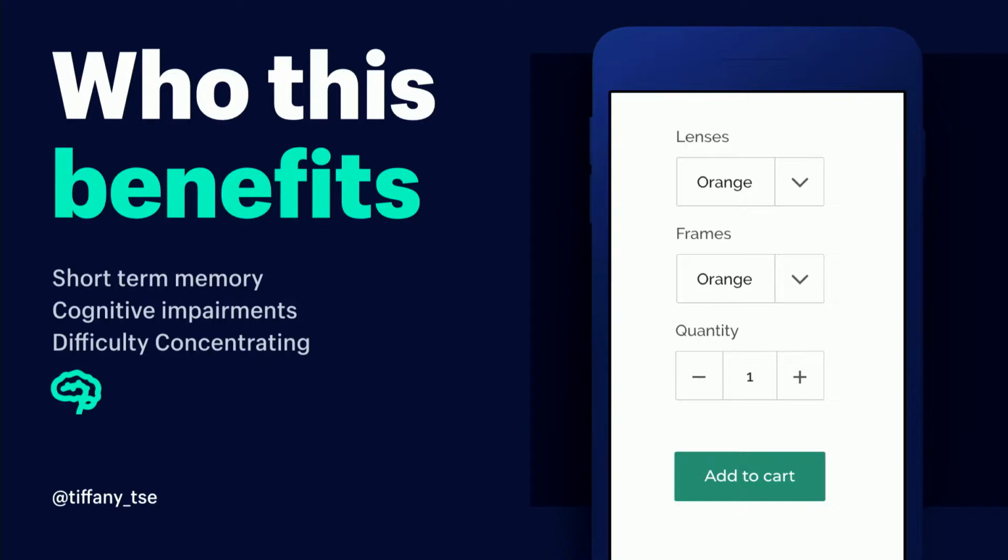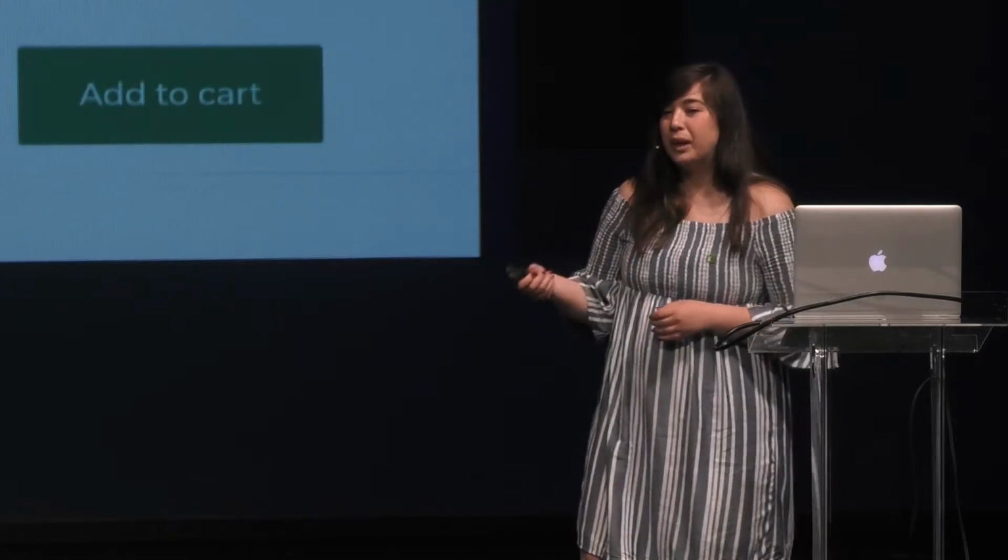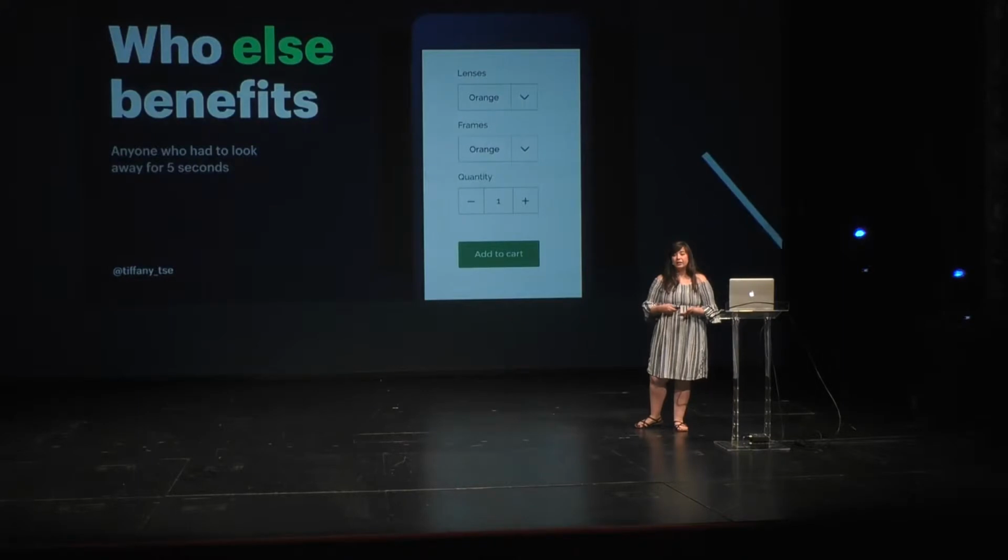So who does this benefit? A visible label helps groups with certain cognitive impairments or difficulty concentrating. But as we already established, a visible label is useful to everyone. If you had to turn away from your phone to go get your credit card or check a text message, it shouldn't feel like starting over when you come back to finish your purchase.